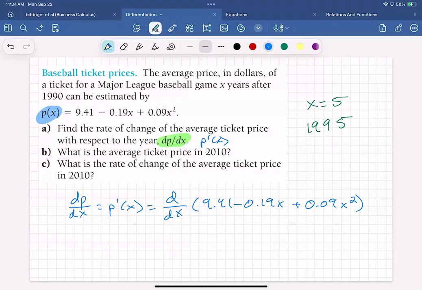So as we do this derivative here, going term by term, we just go one at a time. What's the derivative of 9.41? It goes to 0. What's the derivative then of the negative 0.19x? It's a nice linear term, just x on it, so I keep the coefficient. Any concerns with that one? What about this last term? What's different about it?